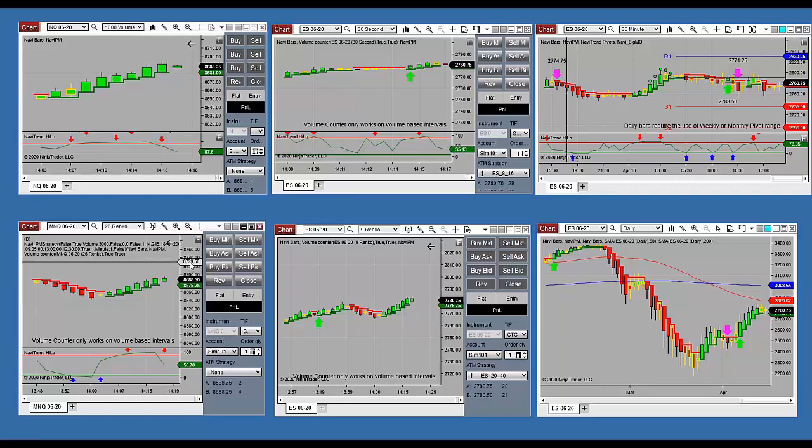I run a real-time room each day, and the objective of the room is to show people how to use these tools. And I like to show a number of different techniques because I know no two traders are alike, so we like to show a number of different ways that you can use these tools. You can use volume, you can use the Renko charts, you can use a combination of several different charts.